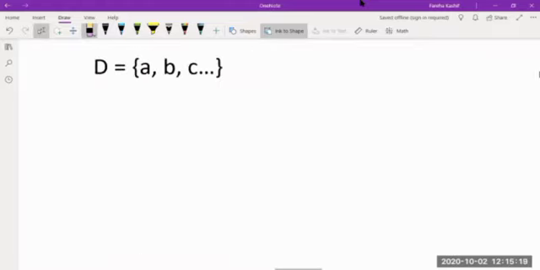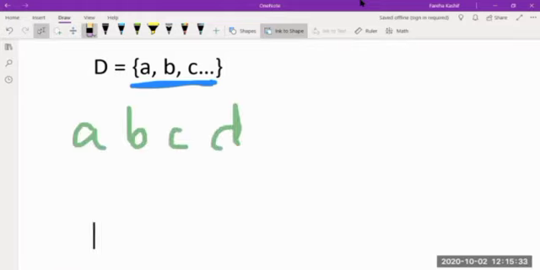Let's move on to set D. If I say that set D contains the elements A, B, and C, and so on, that means that set D contains A, B, C, D, E, and so on till the last alphabet, Z. So all the elements of D are the alphabets. So we can say that D is a set that contains the English alphabet.